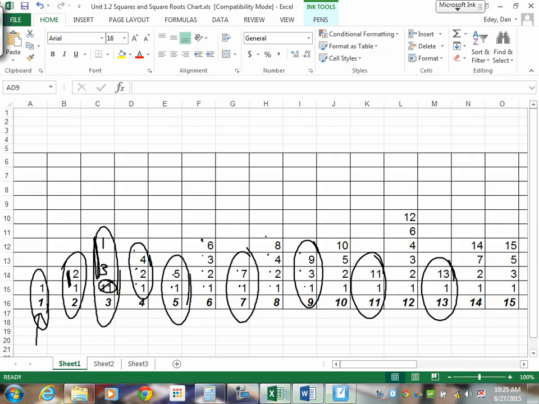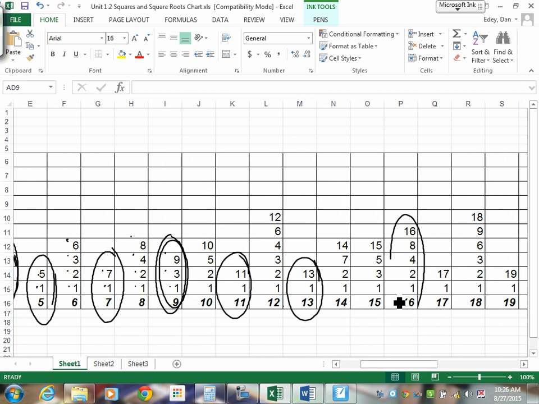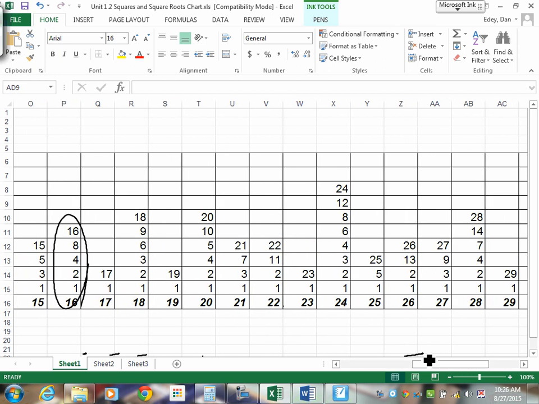If you take a look and you go back here to the list we had earlier, remember the perfect squares. 1, odd number. 2 times 2 is 4, odd number. 3 times 3 is 9, odd number. 4 times 4 is 16, odd number. 5 times 5 is 25, odd number. And 6 times 6 is 36, but that's off our chart.